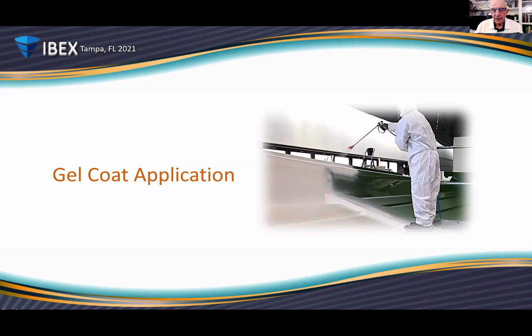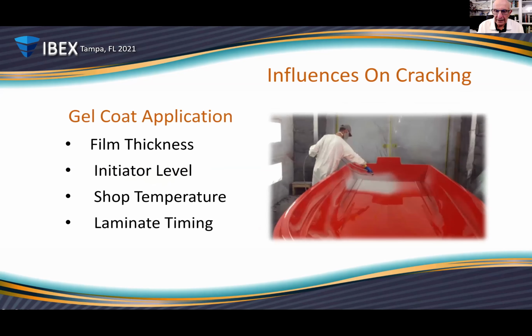Okay. So let's talk a little bit about gel coat application. And what we're going to talk about here is application in relation to gel coat cracking. Okay, so influences on cracking. With application, we have film thickness at the top of the list. How thick is the gel coat? The initiator level, shop temperature, and then the timing of the laminate that's going to go behind the gel coat. All of these things kind of conspire together to either make the gel coat perform really well or contribute to some cracking issues and product reliability or customer perception issues.